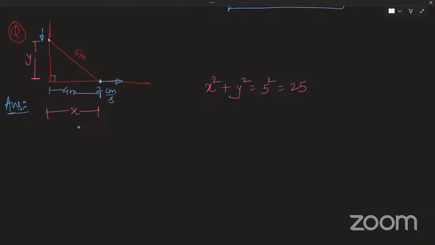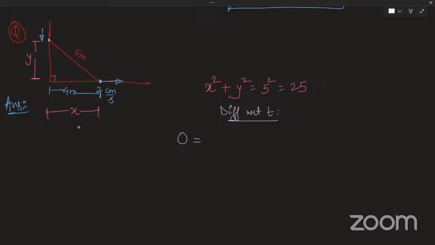And now I'm being asked to calculate the value of dy by dt. So what should I do? I should differentiate this whole thing with respect to t. Can you tell me what will be my right hand side if I differentiate it with respect to t? 0. Obviously it is a constant, right? Correct. Now x square, what will be the derivative of x square with respect to t?